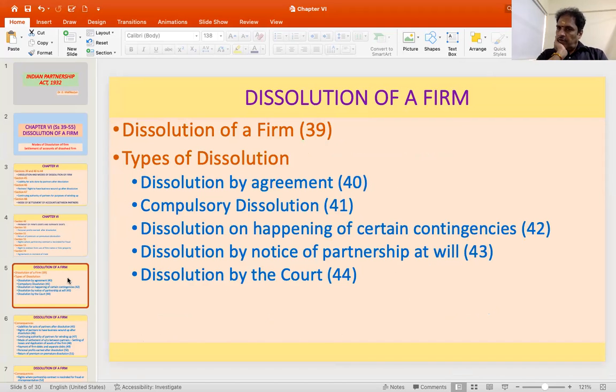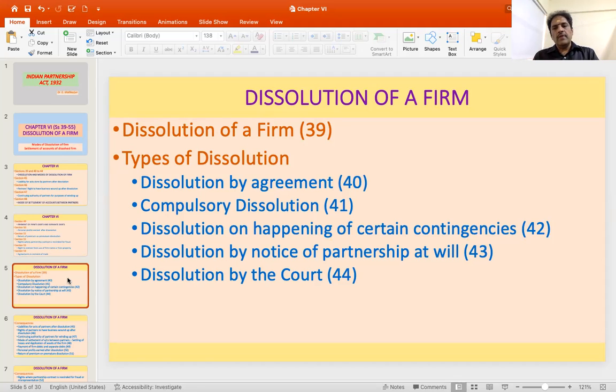First, section 39 talks about the dissolution of firm. Then what are the different types of dissolution? One is dissolution by agreement, where it is provided for in the agreement itself. Dissolution in accordance with the manner provided for in the agreement is section 40. Then compulsory dissolution in certain cases, where all the partners become insolvent, or all partners except one become insolvent, is an event where compulsory dissolution has to be done.